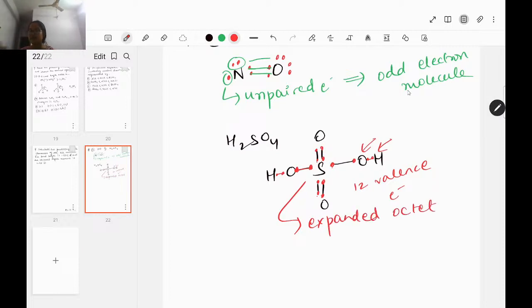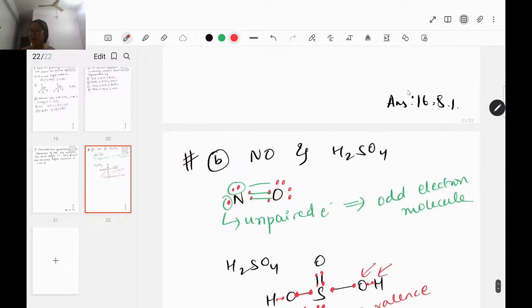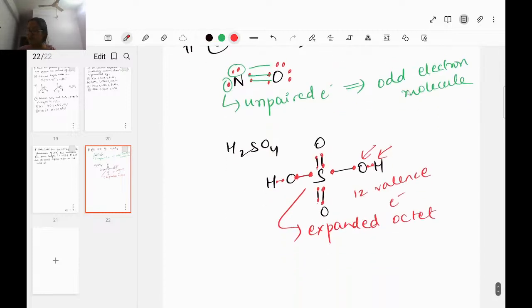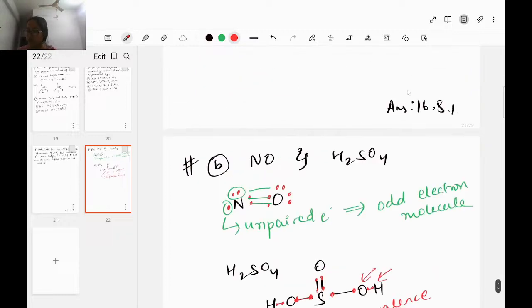So we can safely say that this option B is the correct answer. We had an unpaired electron, so NO is an odd electron molecule, and H2SO4 is a case of expanded octet. Okay.